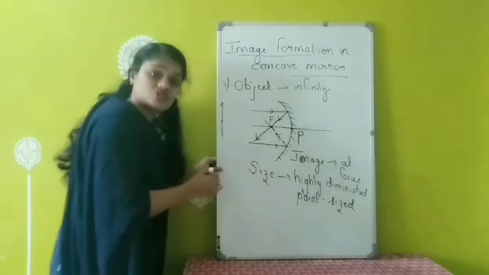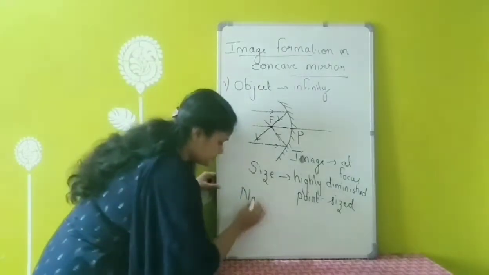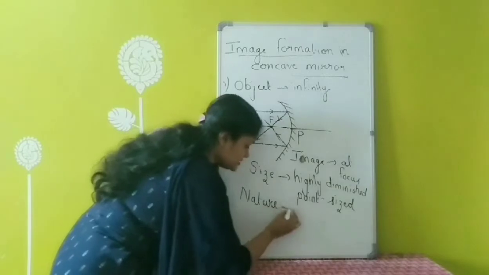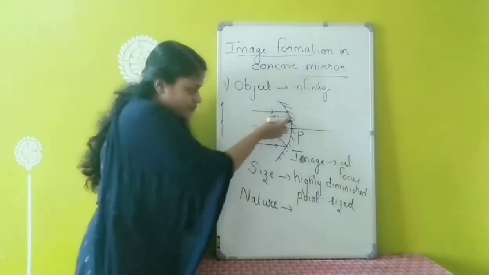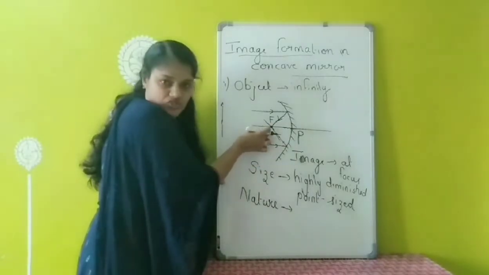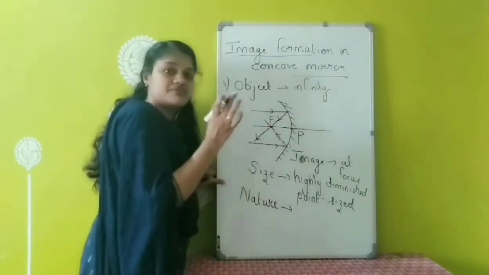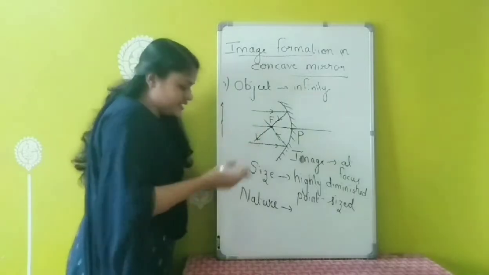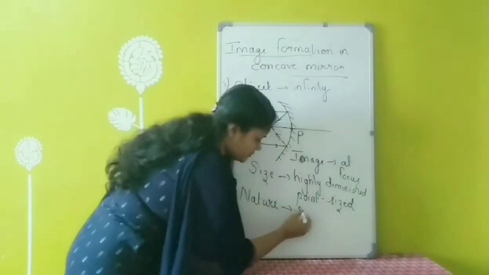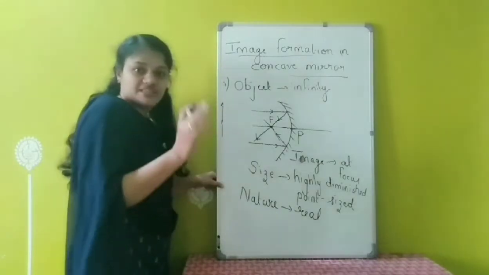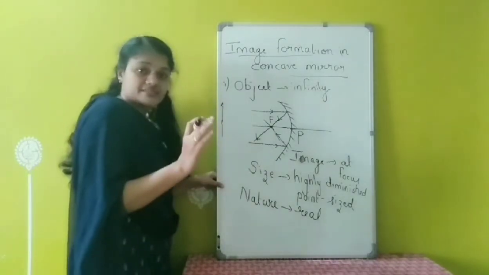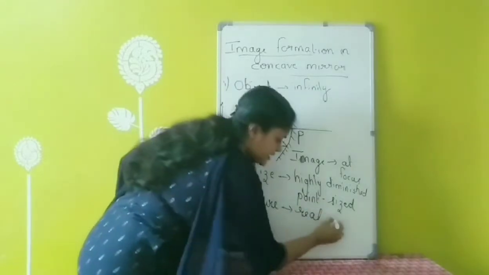And what is the nature of the image? That means whether the image is real or virtual. So here we can see that both the light rays are actually meeting. Actually meeting means it may be which image only? Real image. So we are getting a real image here. So the nature of the image is real. Real means it may be inverted also. I told you all the real images are inverted also. So we can say real and inverted.